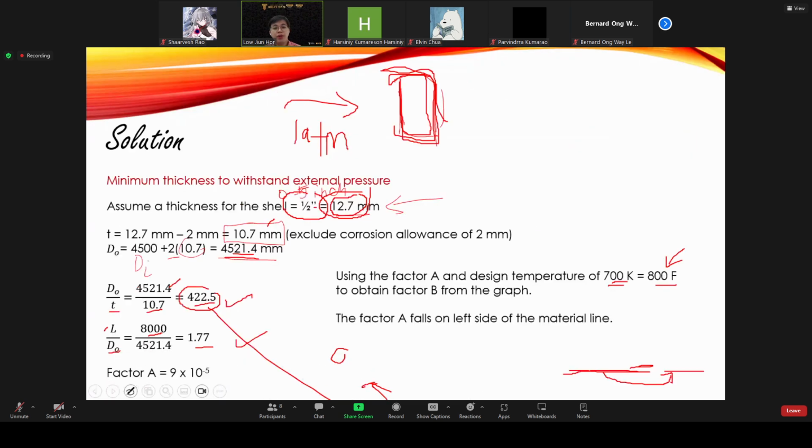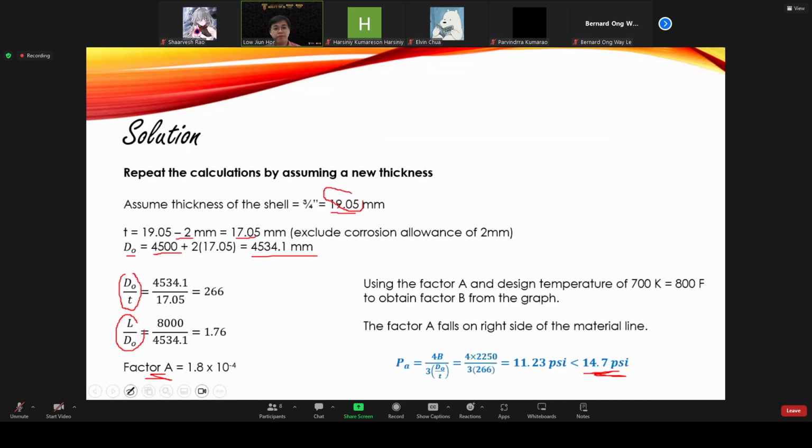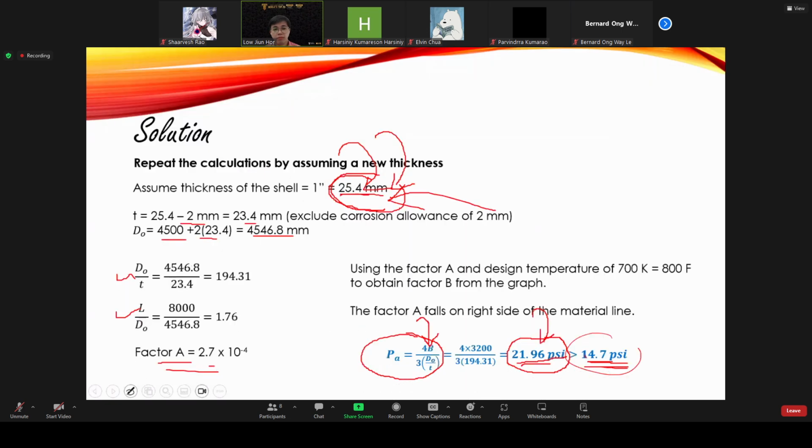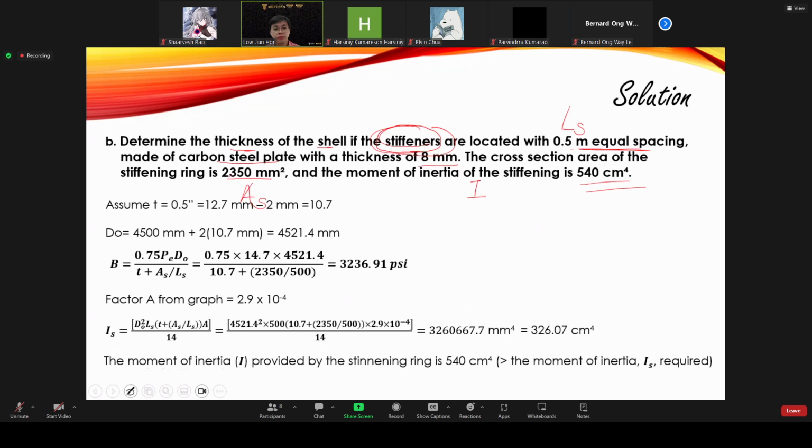So now we proceed to calculate our factor B. Before we calculate factor B, we need to assume a thickness. Trial and error. Similar to before, we assume 0.5 inch for the thickness of our shell, convert to meter, minus corrosion allowance, 10.7 millimeter. This is the real thickness without corrosion allowance. Thickness multiplied by 2, added to the inner diameter, then we get the outer diameter of our tower.